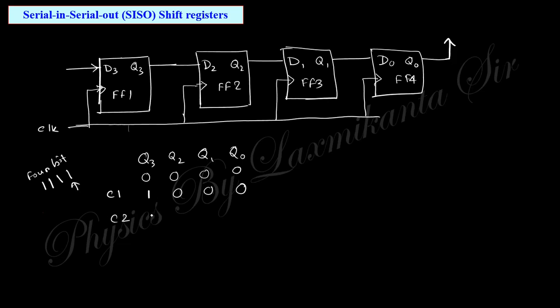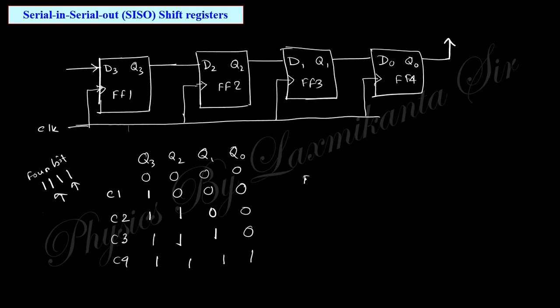For second clock pulse, the next one comes to here, and this is 1, so this will become 1. Okay, this will become 0. For next clock pulse, this one goes to this one, and this one goes to that one, and this one will give you Q3 here. For next, this one comes to here. So 4 bits are loading. So all the 4 bits are loading.